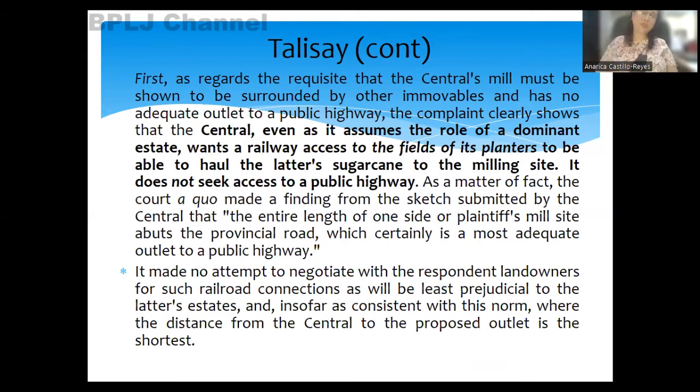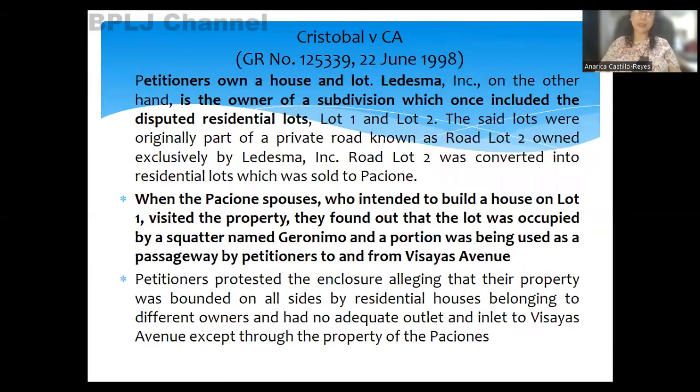So the first and primary requisite, which is to provide the dominant estate access to a public highway, was not met because the purpose of Talisay Silay is to gain access from the field to the milling site. Okay? So it is not to give him access to the public highway. So the first requisite is obviously lacking, so legal or compulsory right of way cannot be granted. Okay? Cristobal versus Court of Appeals.